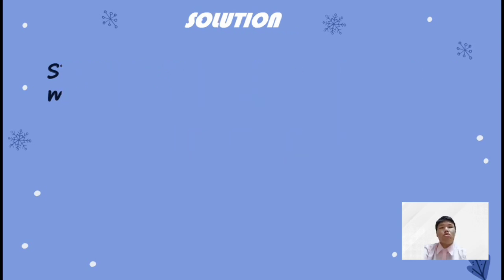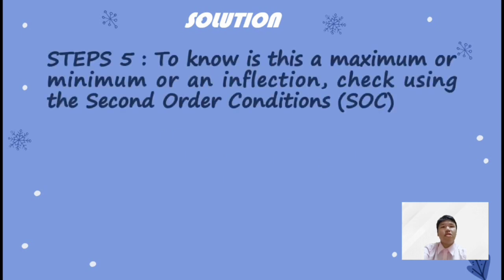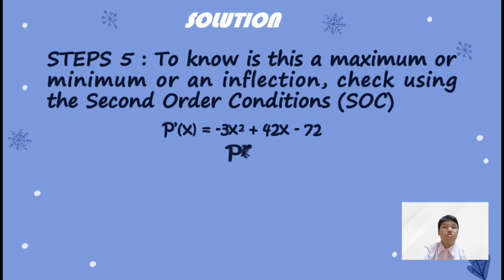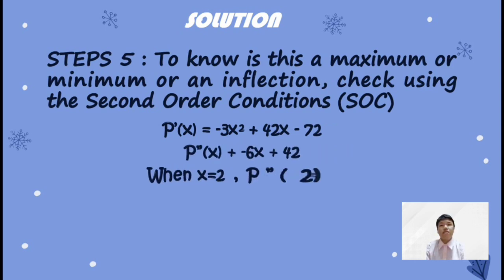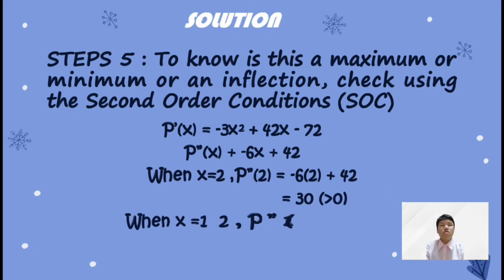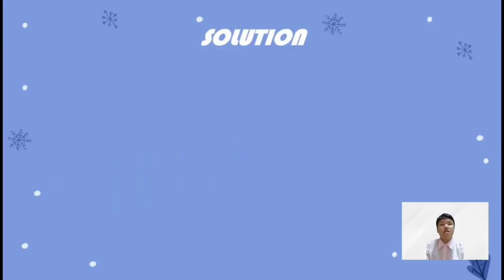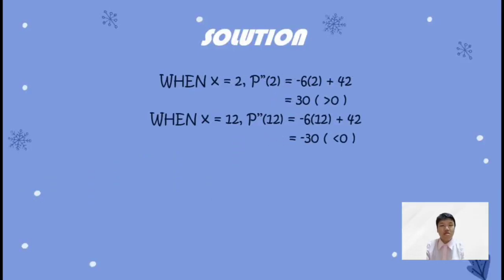Step 5, to know if this is a maximum, minimum or an inflection, check using the second order condition, SOC. When we follow step 5, we get the second derivative of P(x) equal to negative 6x plus 42. When x equals 2, the second derivative P''(2) is 30, which is more than 0. When x equals 12, the second derivative of P(x) is negative 30, which is less than 0.